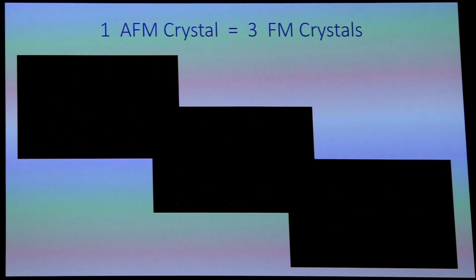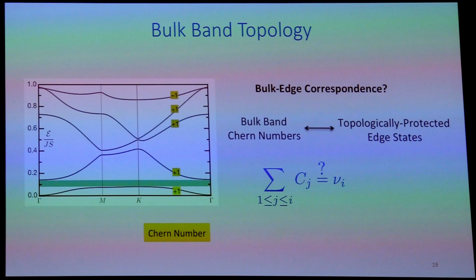But I am not merely interested in the texture. I want to study the magnonic excitations. So we did that, and we found the following. I am showing you the magnonic band structure, and labeling each band with this little yellow box is the Chern number, which is a topological invariant in reciprocal space.